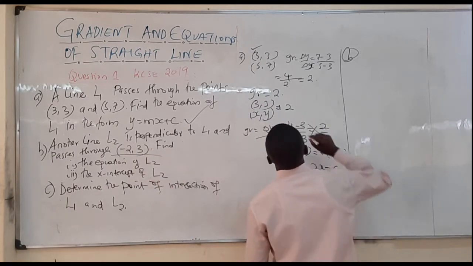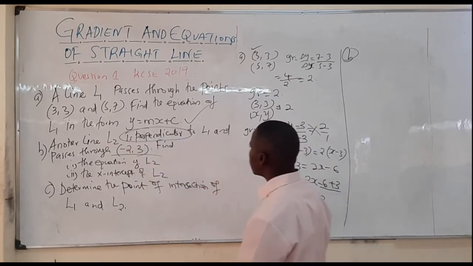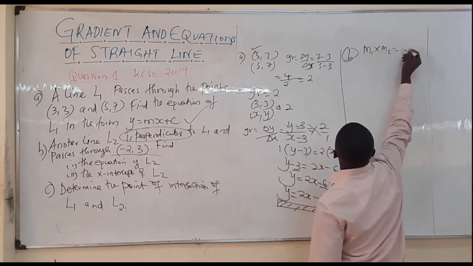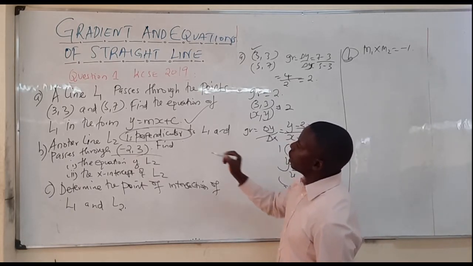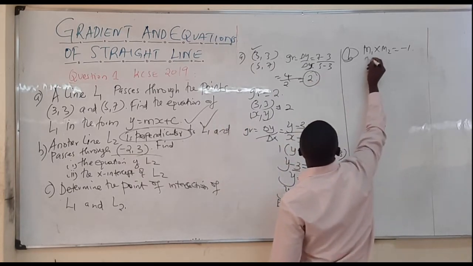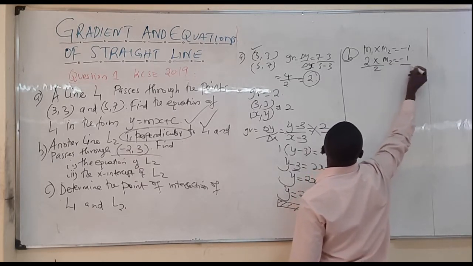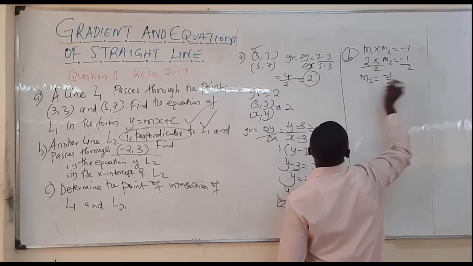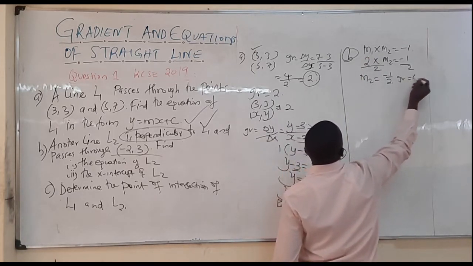The first thing here is to ask ourselves, what do we know about perpendicular lines? We know that the product of the gradients of perpendicular lines is equal to -1. So m1 times m2 is equal to -1. For line 1 we have the gradient as 2, so 2 times m2 gives us -1. Dividing by 2 on both sides, m2 is equal to -1/2. That is the gradient of line 2.